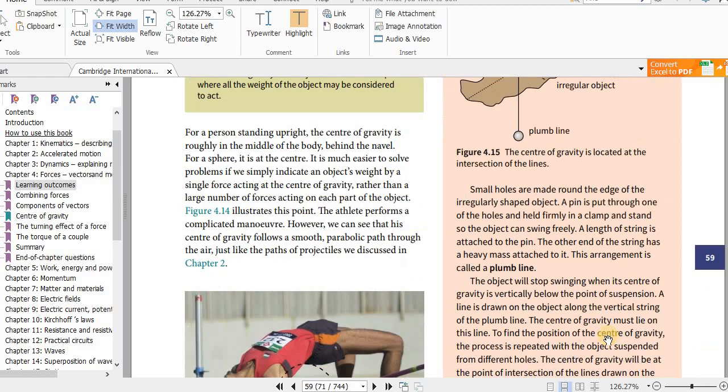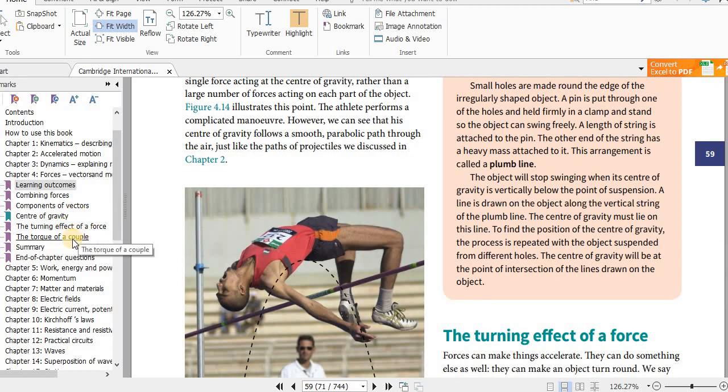Next is about center of gravity, turning effect, and I think I've created another video on this, so check that out.